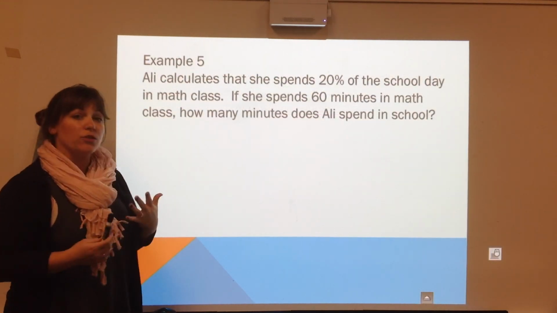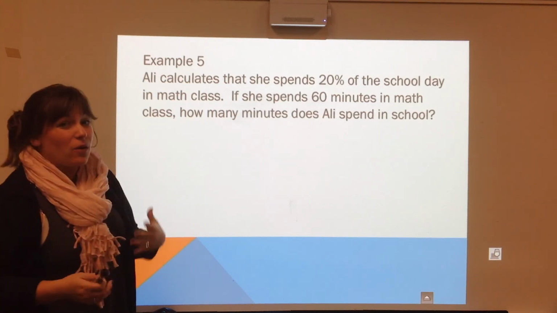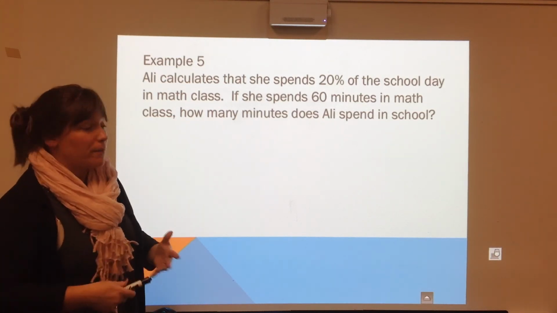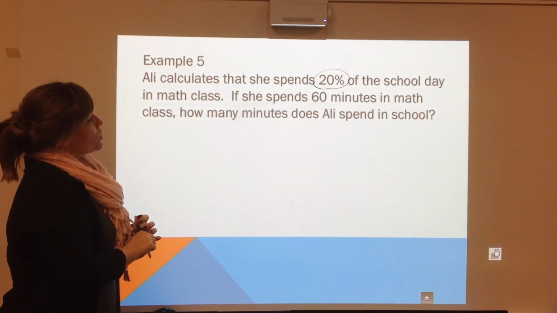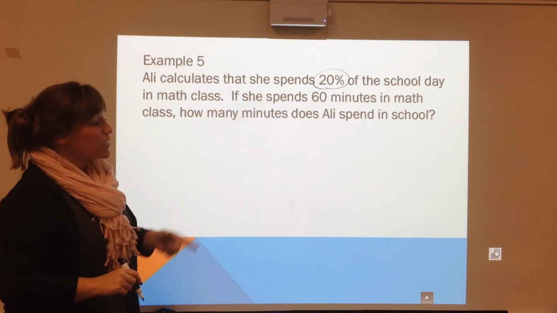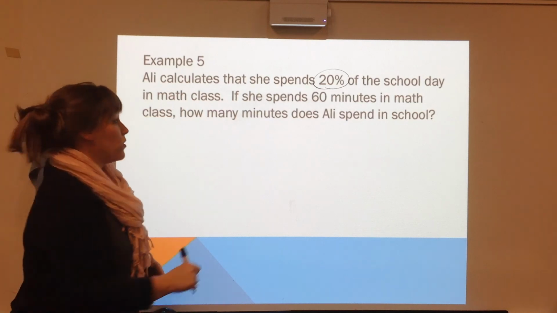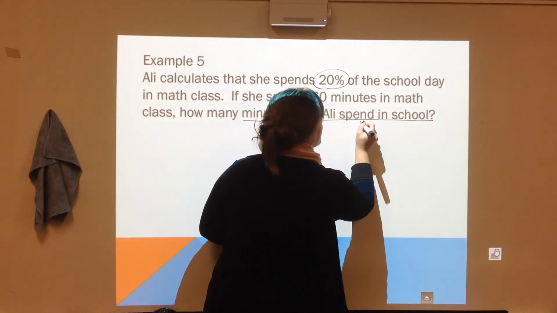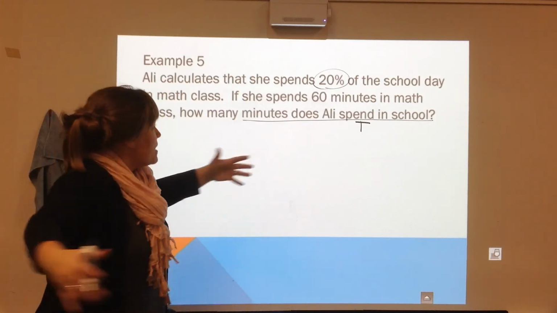Example 5, I'm going to do the percent proportion way. First, we have to figure out where my part and my total and my percent are. The percent's easy to see. Allie calculates that she spends 20% of the school day in math class. If she spends 60 minutes in math class, how many minutes does she spend in school? So that question at the end is the total. She wants to know how long she is there for the entire day.